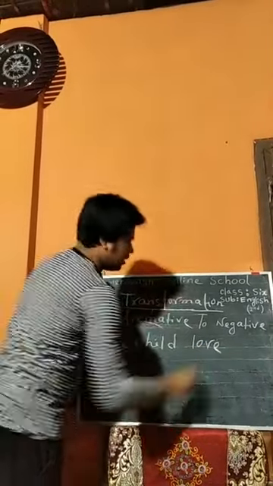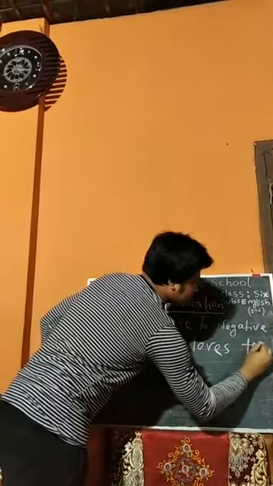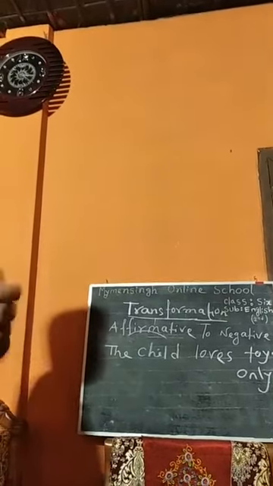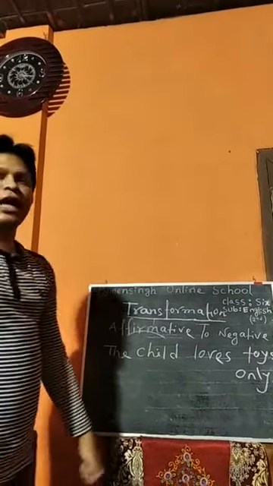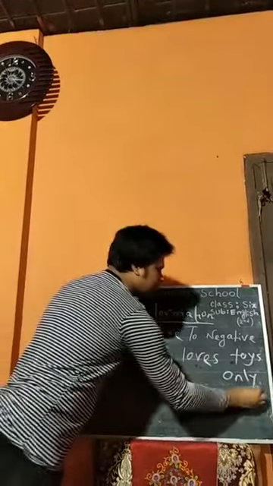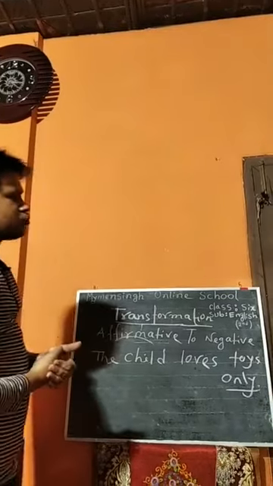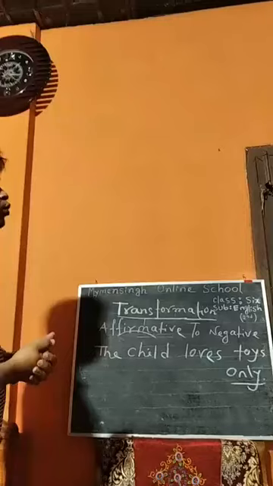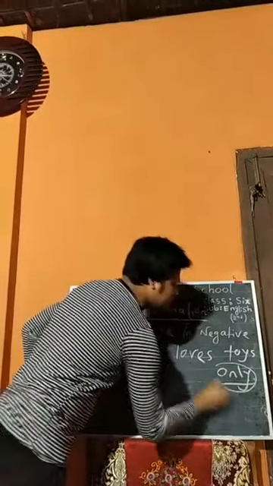The child loves toys only. Here I wrote a sentence, the child loves toys only. Here I find a word, that is only, and it is an affirmative sentence. We have to change it into a negative sentence. When we have to change it into a negative sentence, we search: is there any word known to me to change into negative? Here we find a word, that is only.